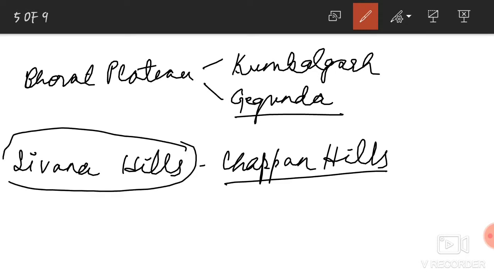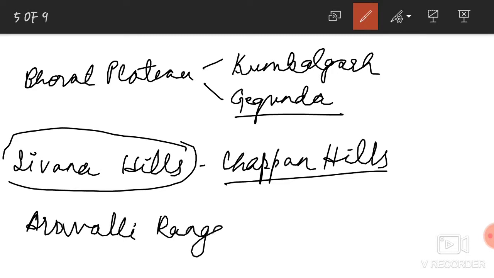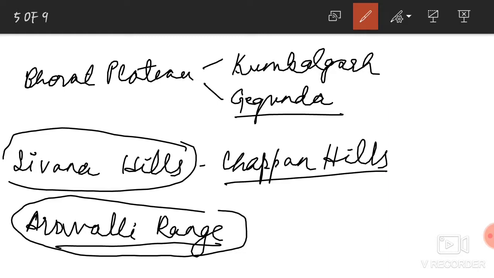And the other important mountain range, which is older than the Himalaya, is the Aravalli range that passes through the state of Rajasthan. It starts from Palanpur in Gujarat till Delhi. Rashtrapati Bhavan is constructed on an Aravalli hill in the Aravalli range. So the Aravalli range is the most important part of the state of Rajasthan.